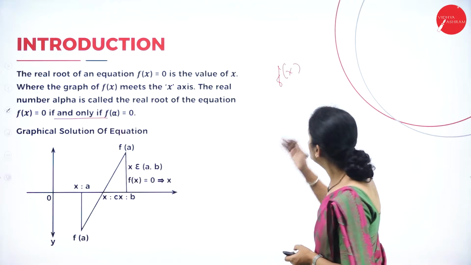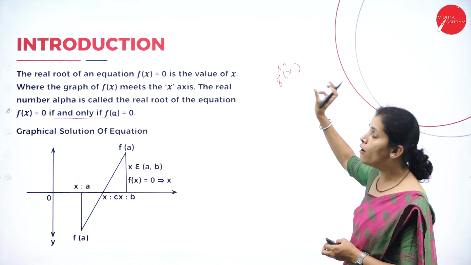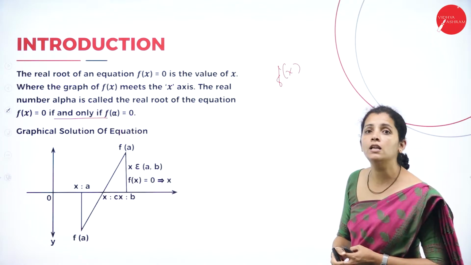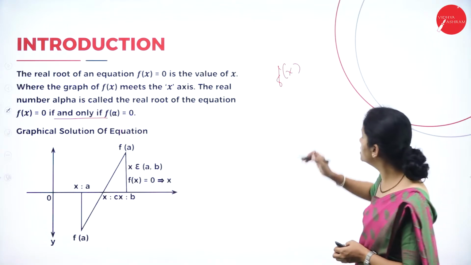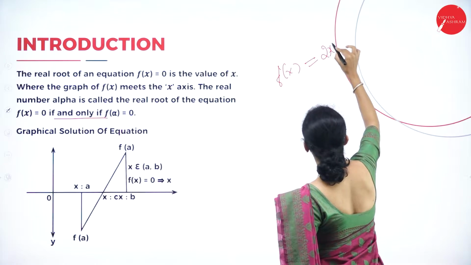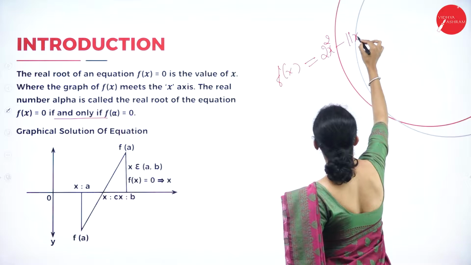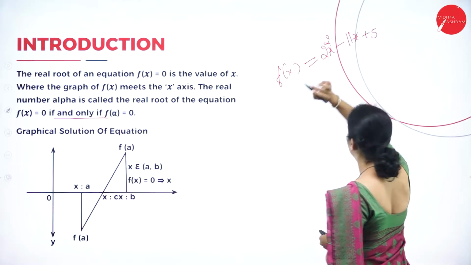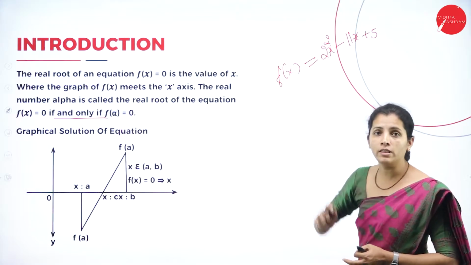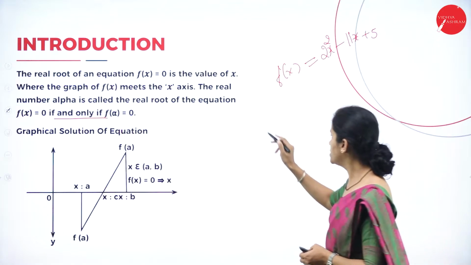So dear student, to illustrate this concept, let me consider f of x. So what is f of x? That's nothing but the real root of an equation. So I have the equation 2x square minus 11x plus 5. Now tell me what is x. Before that, let me plot the graph for this equation.